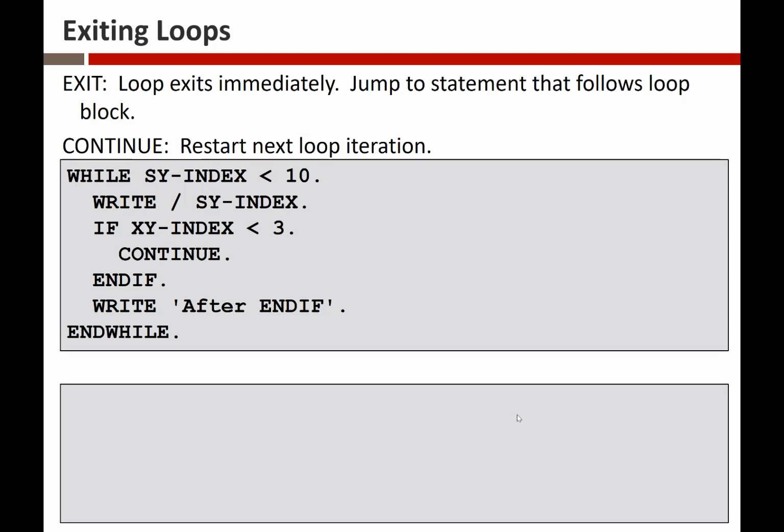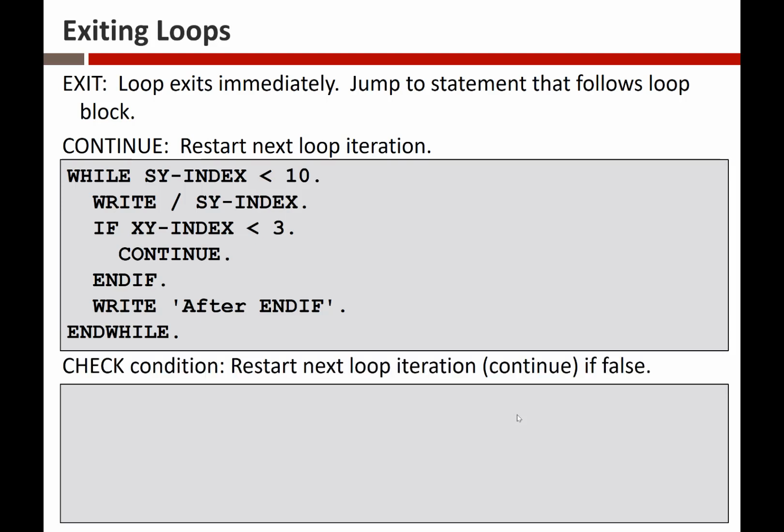But continue is something to be familiar with, and there are times when it does come in handy for handling special circumstances. We always want to do this except on the 7th iteration. Well, that being the case, if sy-index equals 7, continue. And so we don't do it on the 7th loop, but we do every other time. I also have the keyword check. Check will restart the next loop iteration or continue if it evaluates to false.